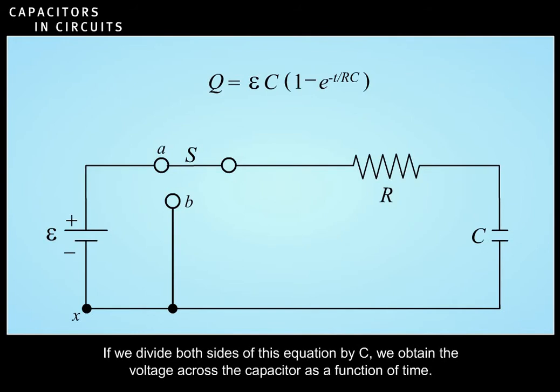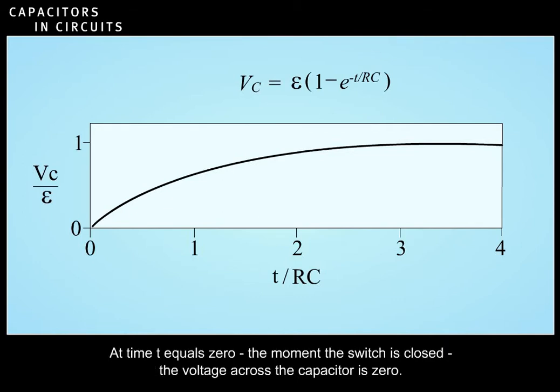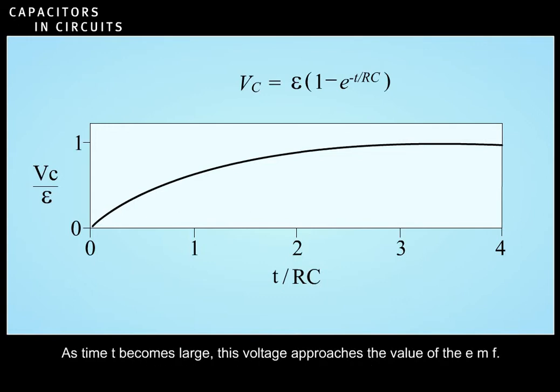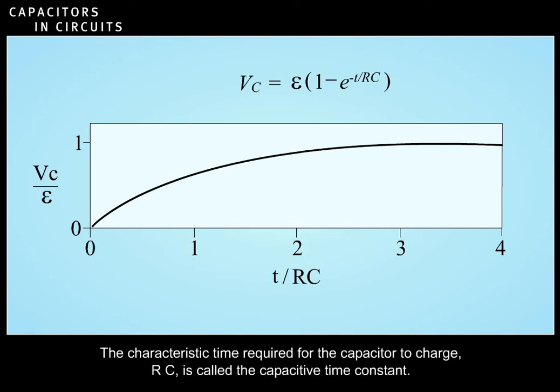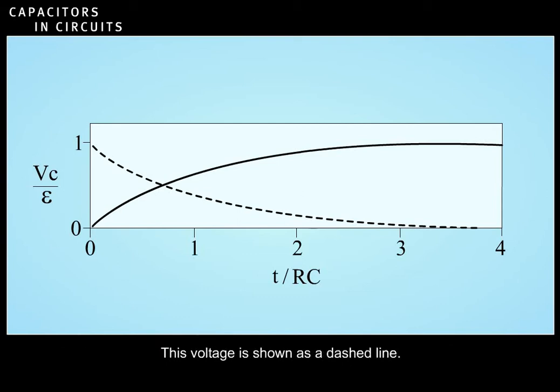If we divide both sides of this equation by C, we obtain the voltage across the capacitor as a function of time. Here is a plot of the voltage across the capacitor as a function of time. At time t equals 0, the moment the switch is closed, the voltage across the capacitor is 0. As time t becomes large, this voltage approaches the value of the EMF. The characteristic time required for the capacitor to charge, RC, is called the capacitive time constant. The voltage across the resistor decreases with time as the capacitor charges. This voltage is shown as a dashed line.